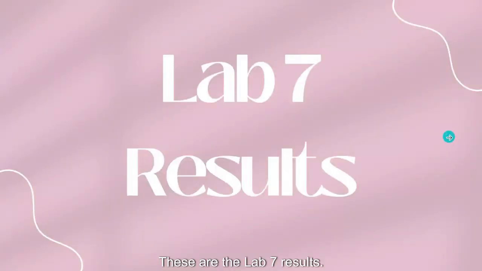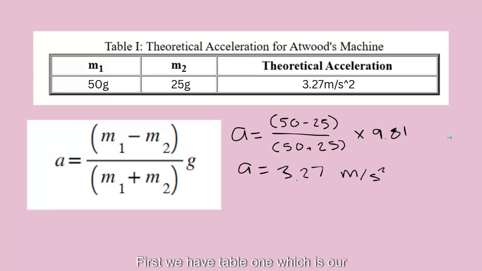These are the Lab 7 results. First, we have Table 1, which is our theoretical acceleration. For Mass 1, we have 50 grams, and for Mass 2, we have 25 grams. In order to calculate our acceleration, we have Mass 1 minus Mass 2 over Mass 1 plus Mass 2 times gravity, which is 9.81. And we calculated our acceleration to be 3.27 meters per second squared.